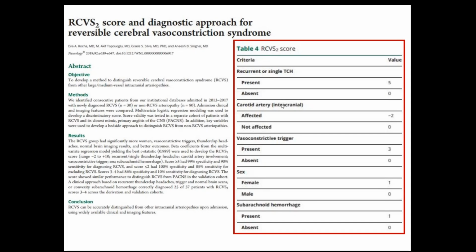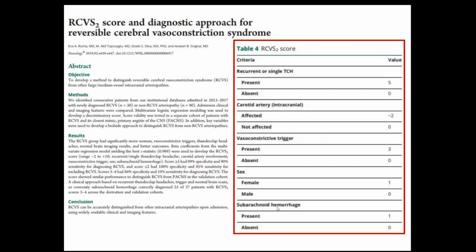intracranial carotid artery involvement, for which you lose points because you don't get top of the carotid involvement, you get circle of Willis arteries and their branches, which are affected. So this is more moya or ICAD. So therefore you lose points. V is for vasoconstrictive trigger, the list of which I showed you. And the 2 S's are for sex and convexity subarachnoid hemorrhage.